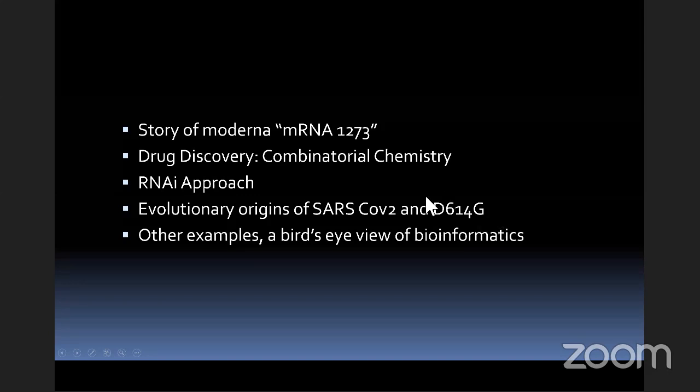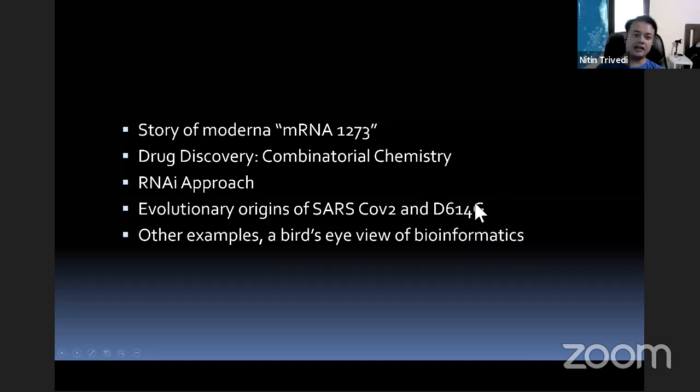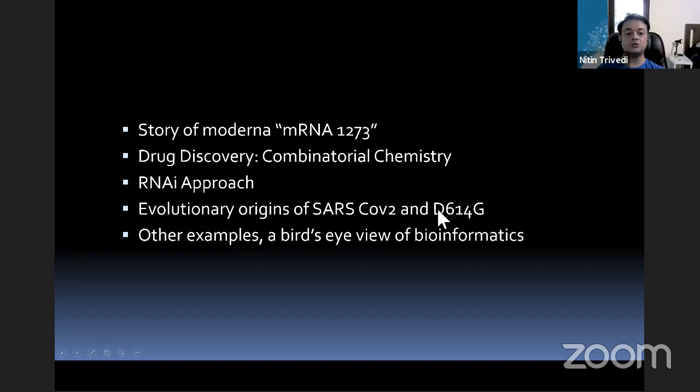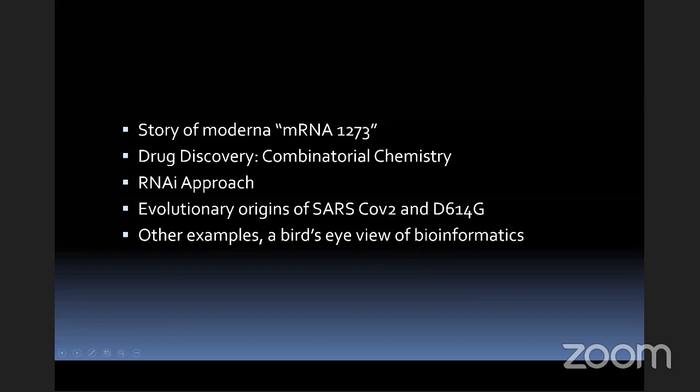Evolution origin of the SARS-CoV-2, and what is something called D614G. The media is talking quite often. BBC relays several news about D614G. Even Times of India, I'm surprised. Times Now has actually relayed on D614G concerned with COVID-19. What is that all about? We will also see some other examples, a bird's eye view of the bioinformatics. So that is the way of today's talk.